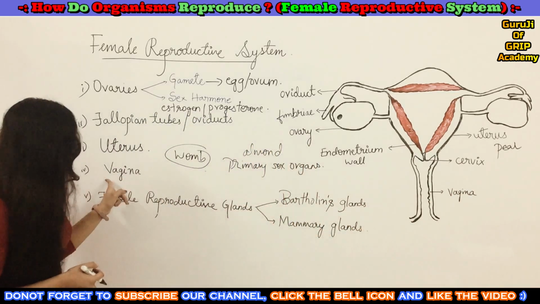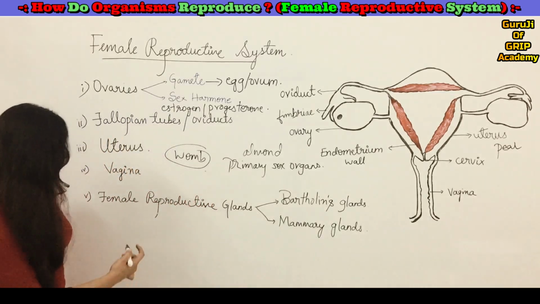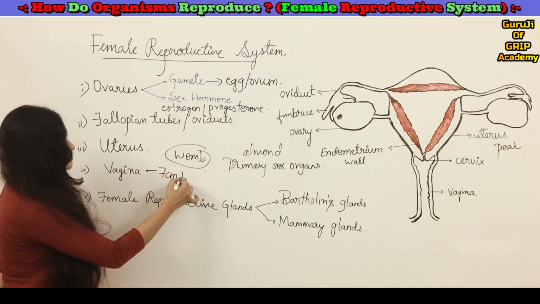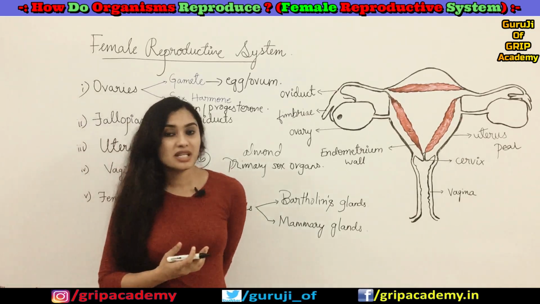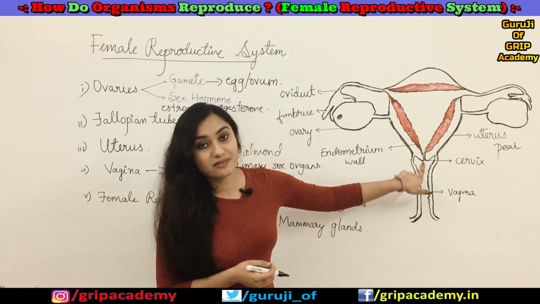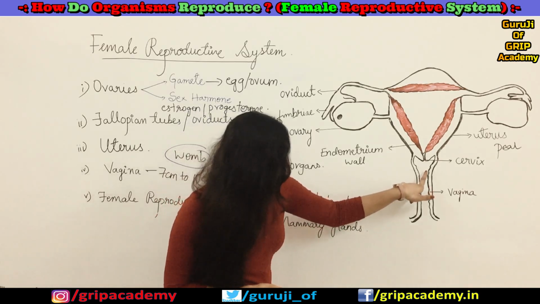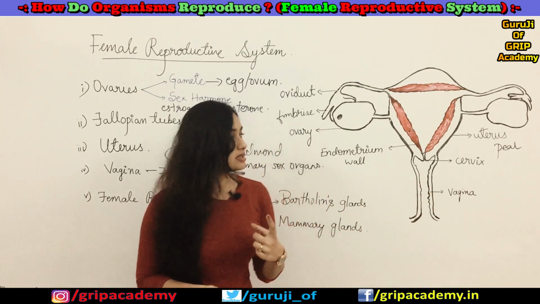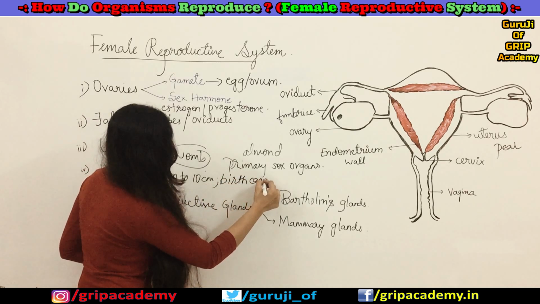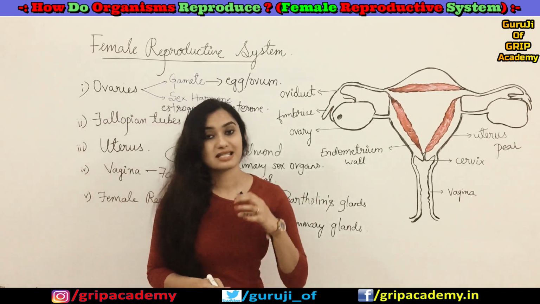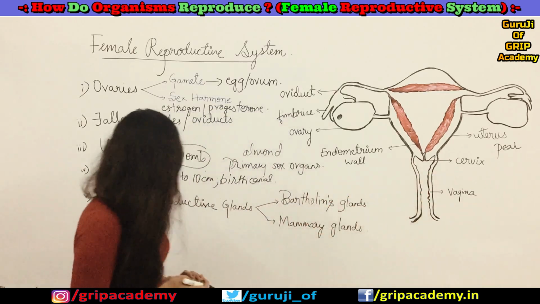And next is that you have got a vagina. This vagina is a tube-like structure which is up to 7 centimeter to 10 centimeter in length. During copulation, the penis is inserted inside the vagina for the purpose of release of sperms. Also, this vagina acts as a birth canal, very importantly. Also, it serves as a passage for menstrual flow. So this is all about the vagina.